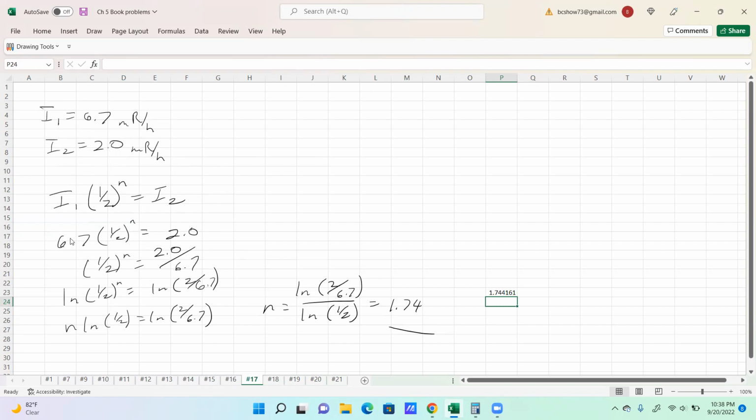In order to solve this, I divide both sides by 6.7. Again, take the natural log of both sides. This becomes the coefficient. When I isolate n by itself, I get the natural log of 2 divided by 6.7, divided by the natural log of 1/2, and I come up with 1.74. It's almost 1.8 as it is in the book, but I come up with 1.74.